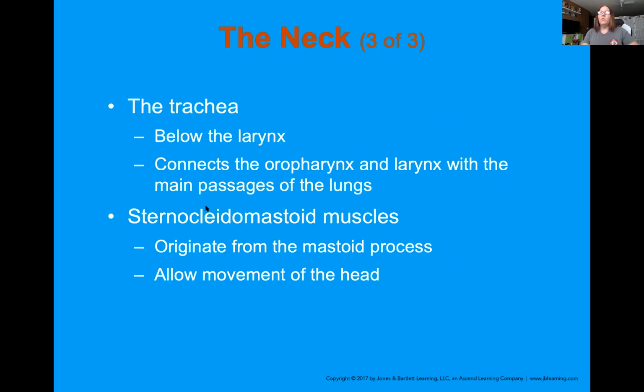All right, we know the structures of the airway, so we know that the mouth, the pharynx and oropharynx extend down, and then the trachea comes down a little bit further, right? We have the larynx where our vocal cords are at, and then we go to the trachea, and it bifurcates and goes into each lung.